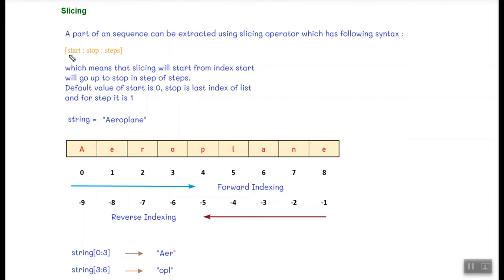Slicing in strings can be performed like this. We have to mention the start point, the stop point, and the step count. The default value for step count is always 1. So let us see some examples over here.